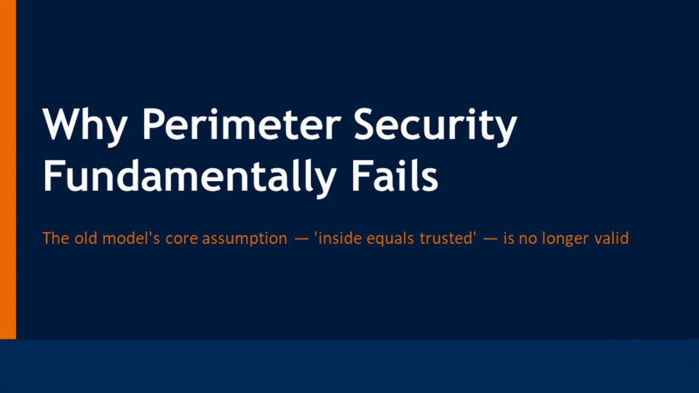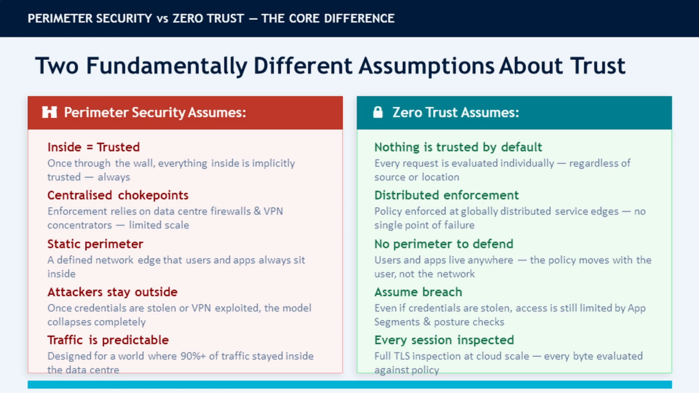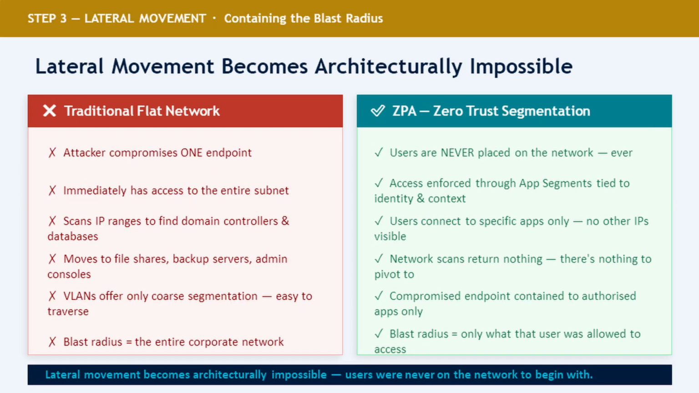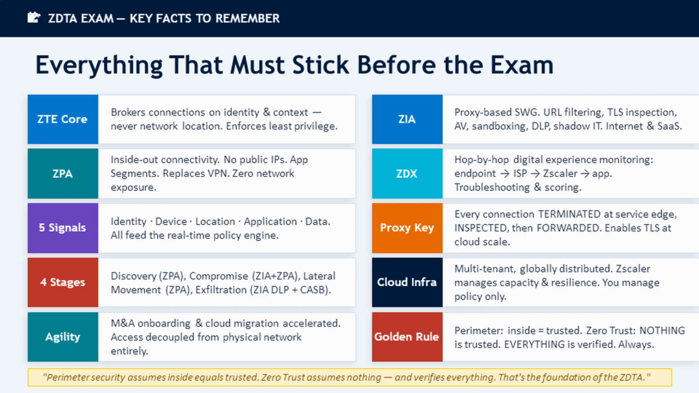The four methodologies map to the attack lifecycle. Minimize surface, prevent compromise, eliminate lateral movement, stop data loss. Each one has config tasks in ZIA or ZPA. App connectors are inside out. Outbound TLS only, no public IPs. Apps are completely invisible to the internet. And ZTE is a unified platform. ZIA, ZPA, and ZDX share one identity system, one policy engine, and one logging stream. If you can explain all six of these in your own words, you're solid for day 3.